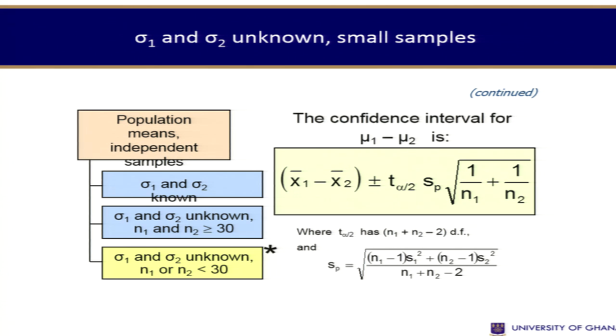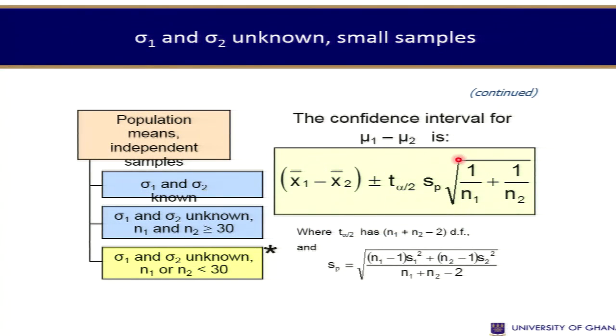Therefore, our confidence interval for mu1 minus mu2, given that our population standard deviations are unknown and our sample sizes are small, is given as x1 bar minus x2 bar plus or minus t alpha over 2 with n1 plus n2 minus 2 degrees of freedom, multiplying our pooled standard deviation times the square root of 1 over n1 plus 1 over n2. And this here is the definition for the pooled standard deviation as we saw in the previous slide.